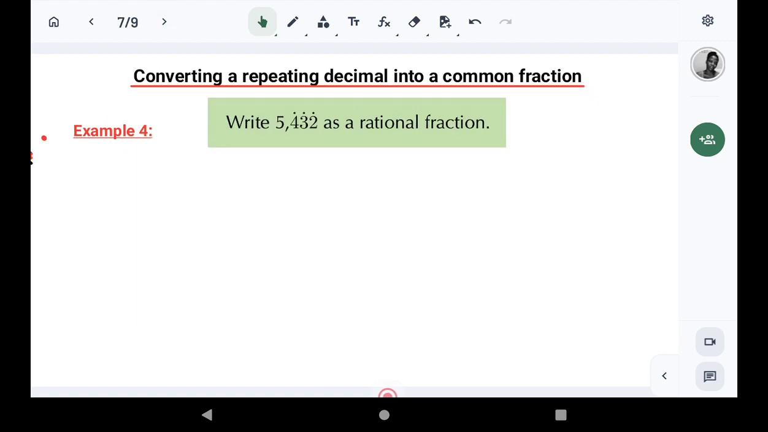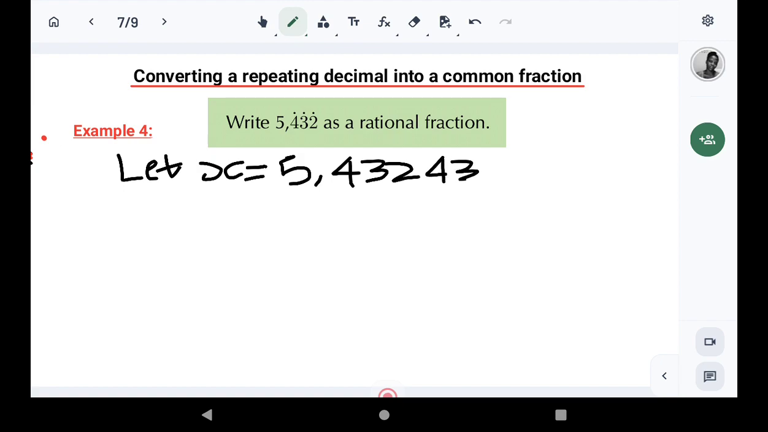Next, let's see what happens when you've got repeated decimals that are more than 1. You go, let x equal the recurring 5,432. The 432 repeats indefinitely, and so on and so forth.